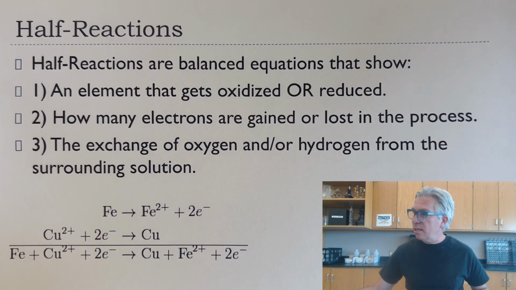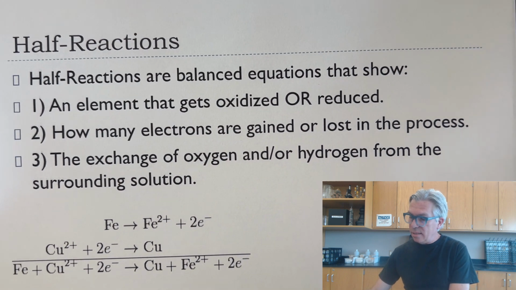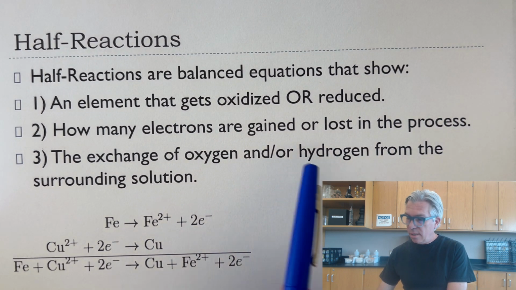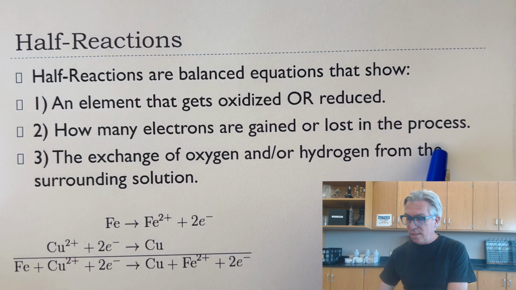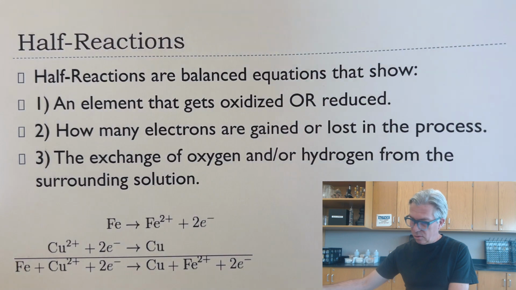Okay, so we're going to be assigning some oxidation states in just a moment. And we can quickly introduce the idea of half reactions. Half reactions are balanced equations that show an element that gets oxidized or reduced, how many electrons are gained or lost in the process, and the exchange of oxygen and or hydrogen from the surrounding solution.